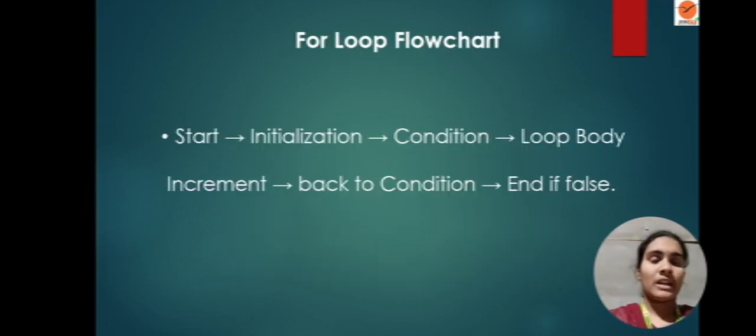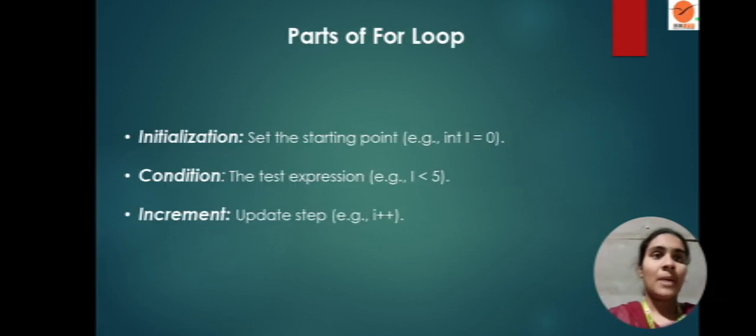For loop flowchart. There are 8 steps to follow in the flowchart. First we start with the start, then initialization, condition, loop body, increment, back to condition, end if else. Parts of for loops. There are three parts in the for loop. First one initialization, second one condition, third one increment.